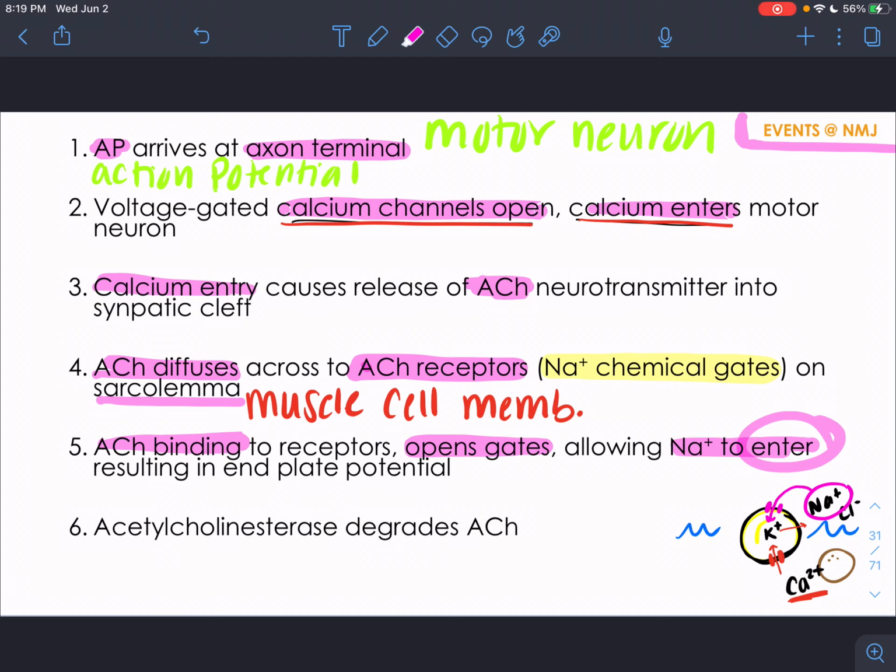the muscle cell, which results in what we call an end plate potential. This we can also refer to as depolarization.